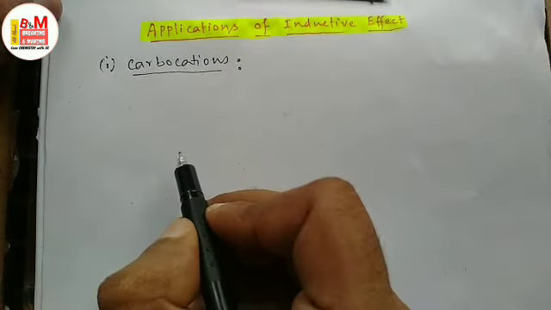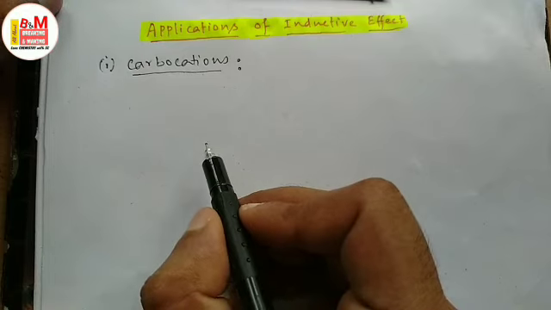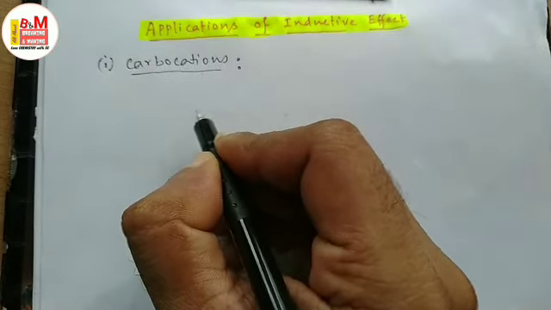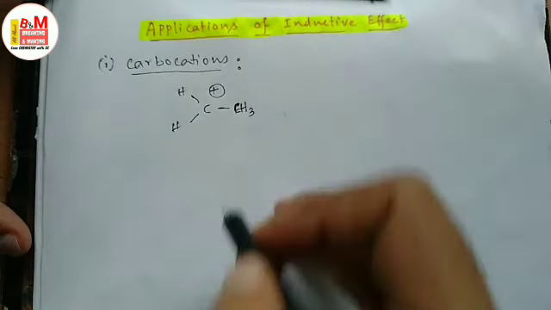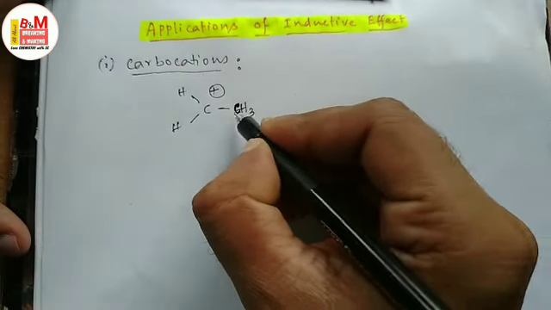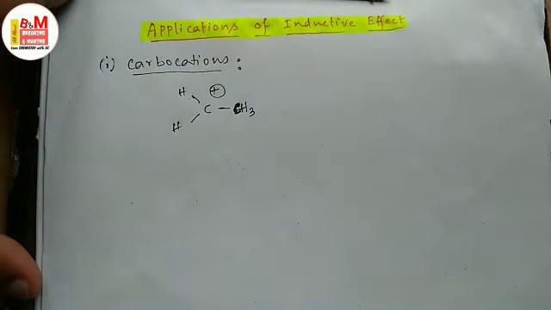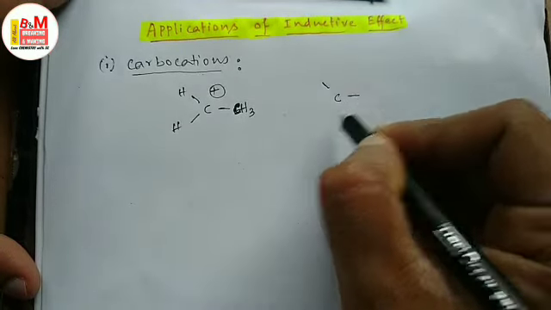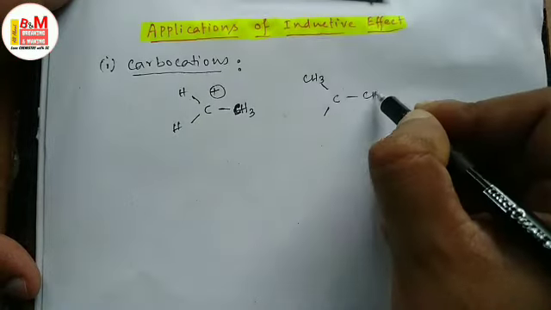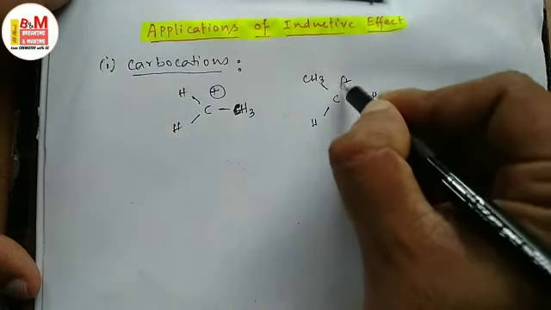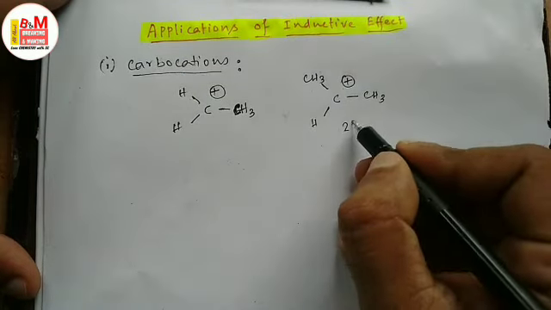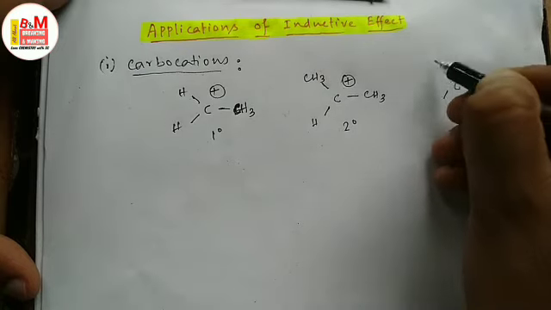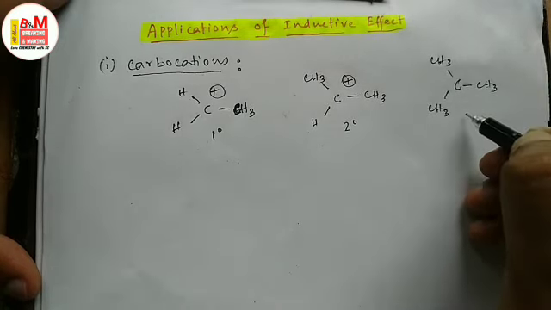Let us consider a simple example. We will consider one example in each case so that the video will not be too lengthy. So, this is the carbocation. This is a carbocation which is 2 degree, this is 1 degree, and here we have a 3 degree carbocation.